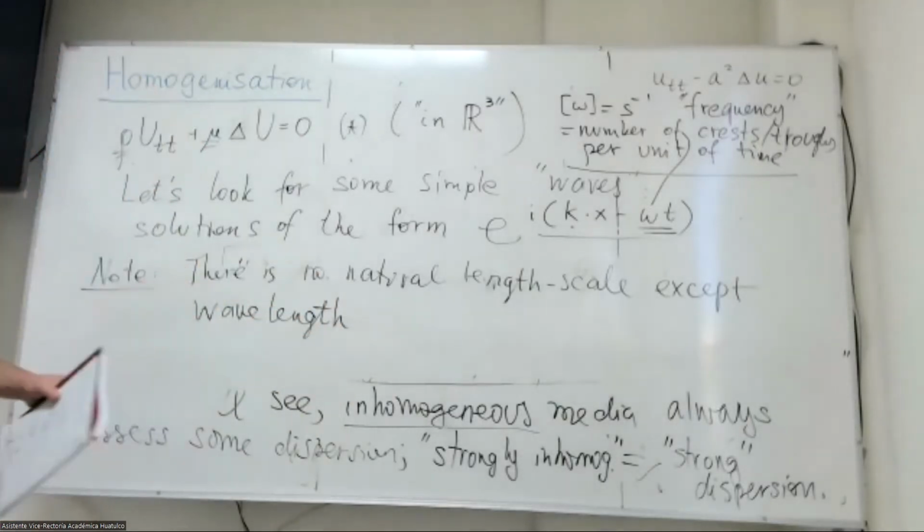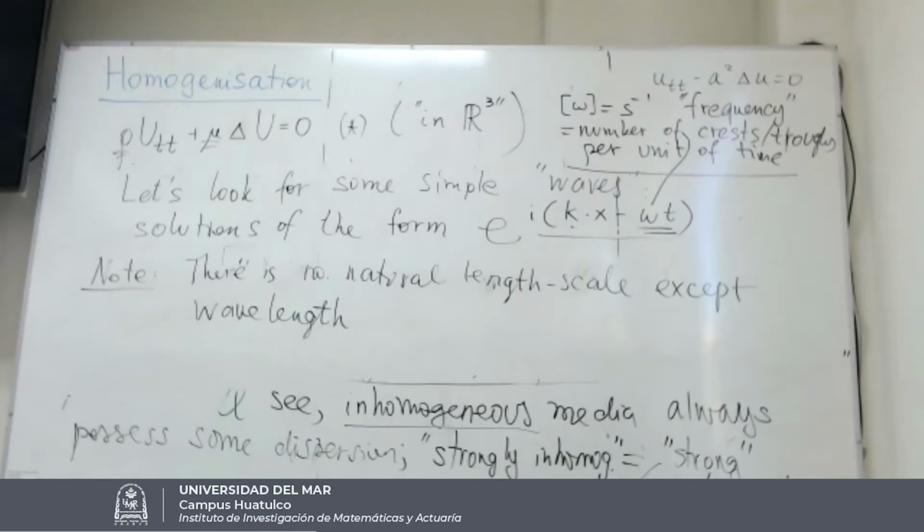Now, I said that K, the modulus of K, is the number of crests or troughs per unit length. Can you tell me, I'll give you a few seconds, how I express the wavelength in terms of the modulus of K? I can give you a hint. The length scale is measured in meters because it's a length, the wavelength.